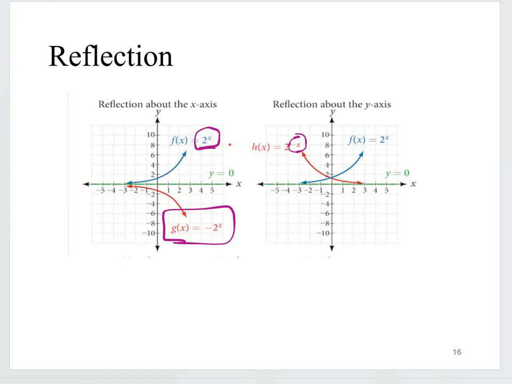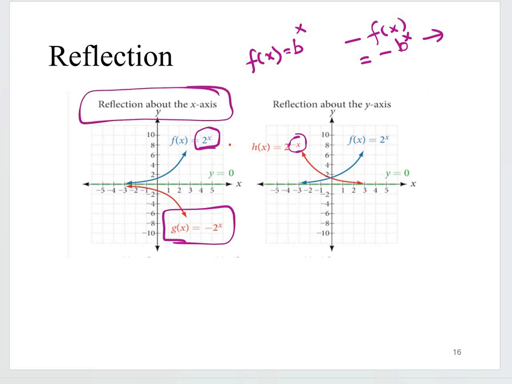So f of x is equal to b to the power x is the original function. Then if we apply minus of f of x, means minus of b to the power x, that will be a reflection about the x-axis. And if we apply a negative to the x value only, means f of x is equal to b to the power negative x, then that will be a reflection about the y-axis.